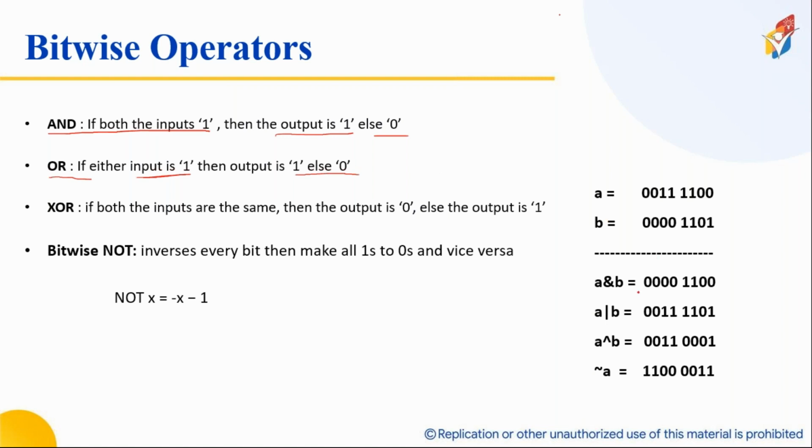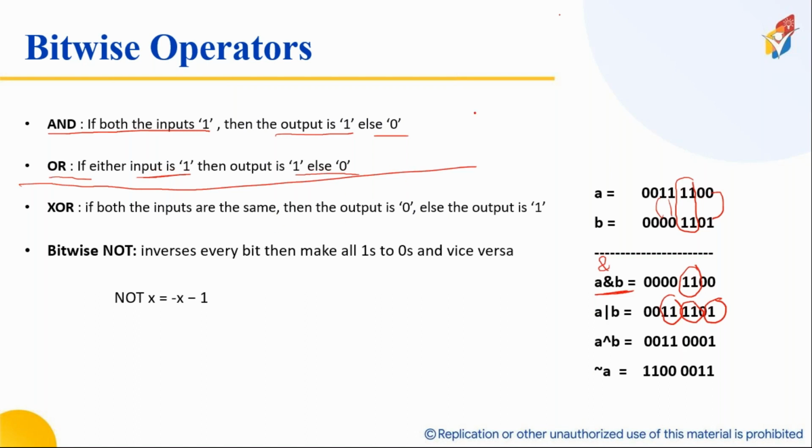Now let me discuss this AND operation. AND operation means if both are 1, then only the output is 1. Bitwise AND operation can be written as ampersand. Now how will the OR operation be written? If either of the operands is 1, the answer is 1 here. Look at here, either of the operands is 1, the answer is 1. I hope AND and OR are both clear for everyone.